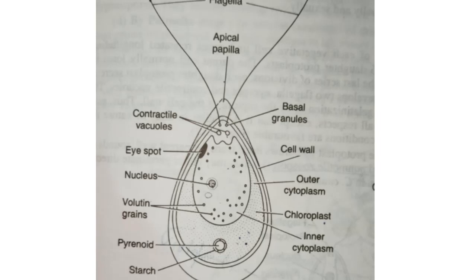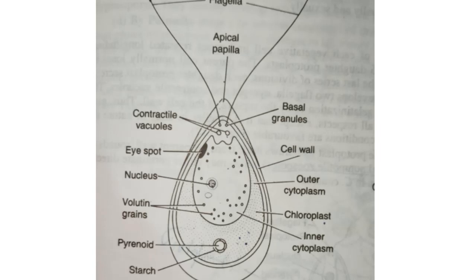There is a U-shaped, horseshoe-shaped chloroplast, and that chloroplast surrounds a nucleus. Inside the nucleus the volutin granules are also present, and this chloroplast has a pyrenoid body. Just as we have discussed previously in this lecture, the pyrenoid body is starch surrounded by a proteinous structure. It is a top-shaped structure.